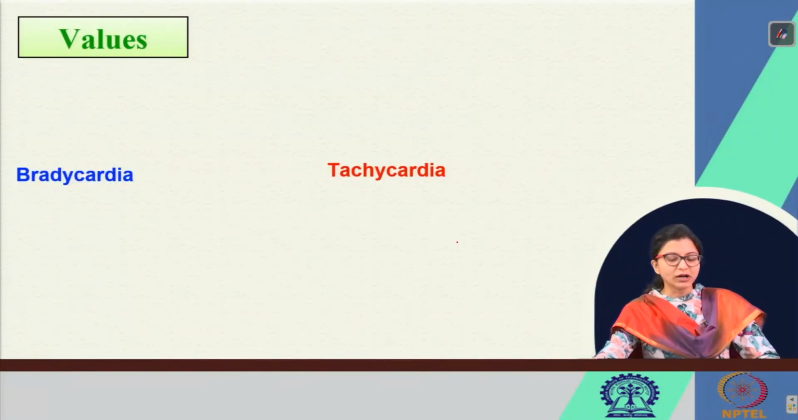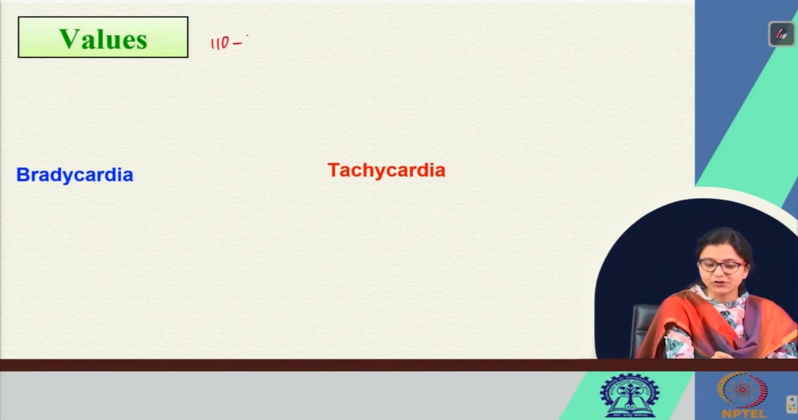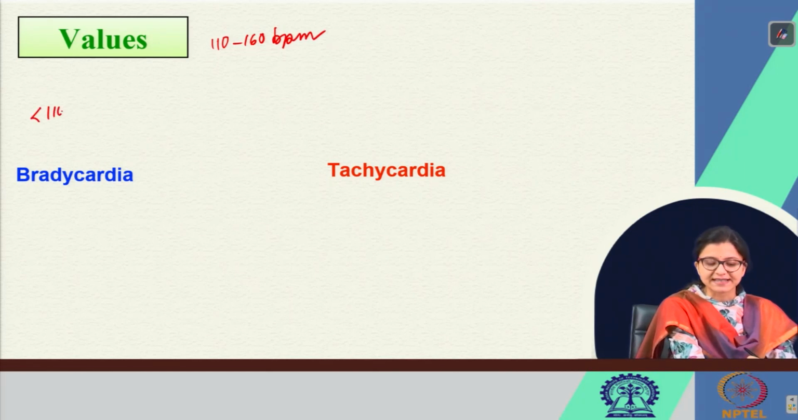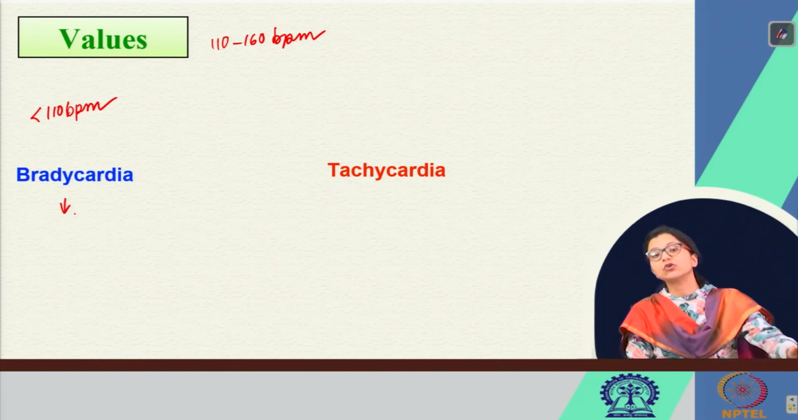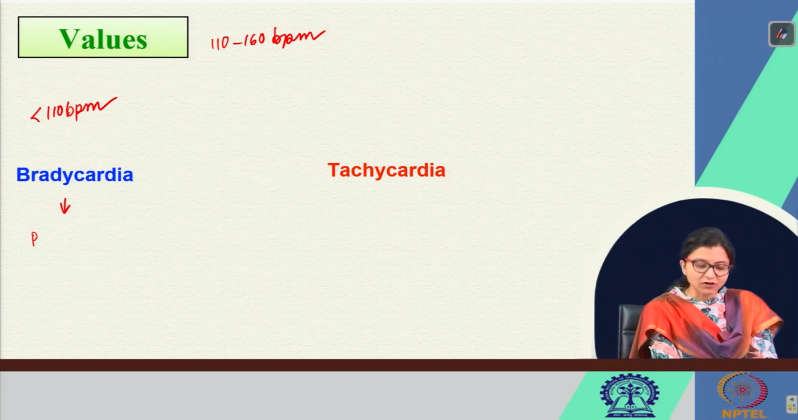Now, coming to the values, what is the normal value? 110 to 160 beats per minute. What is bradycardia? If it is less than 110, it is bradycardia. Now, you need to know the causes of bradycardia. Say you are getting fetal bradycardia. So, what can be the cause?